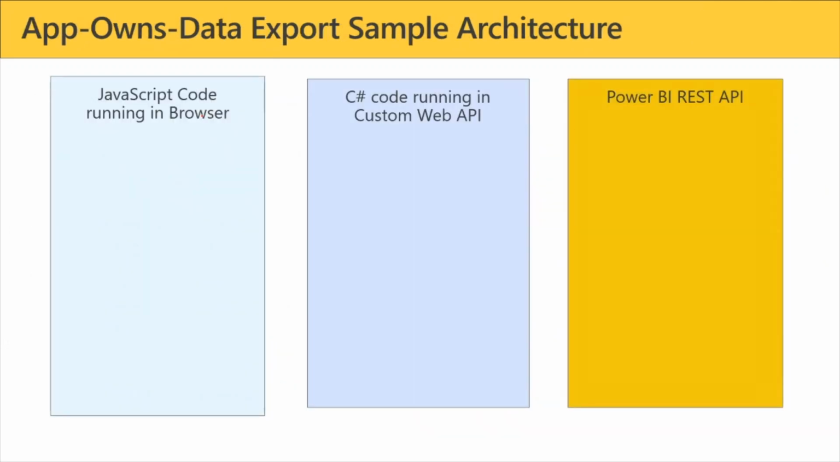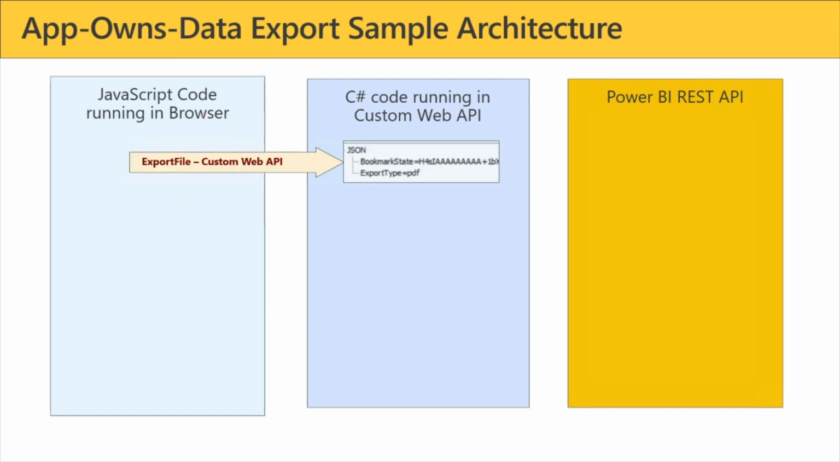So you've embedded the report, and let's start with JavaScript that's running in the browser. Someone clicks on a button. And so your JavaScript code then can capture a bookmark and say, hey, this user wants PDF. And what's important here is that you cannot call directly from the browser to the Power BI REST API because we're using service principal. That's why AppOwnsData makes things harder. So the idea is we need to introduce this custom web API.